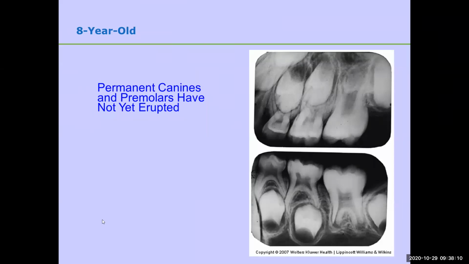How old is this child? All right, it says 8 years old. Would you be able to tell? 6-year molar, 7, 8, 9. Okay, so it's not 3 years yet for those roots to be complete. So that would be the first thing that I would look at, root completion.